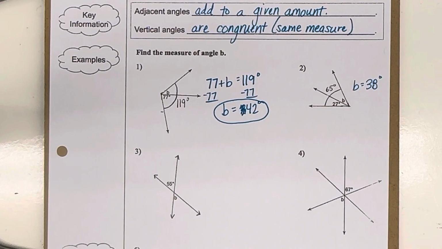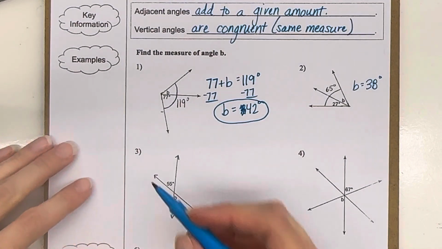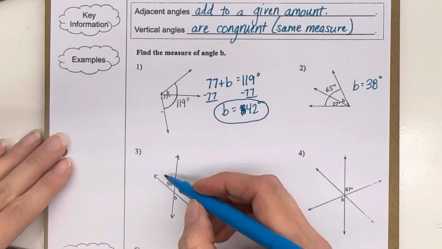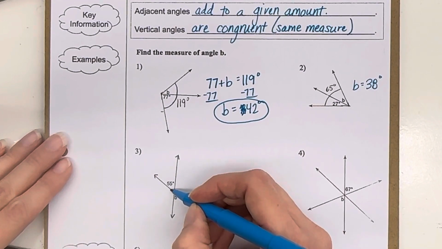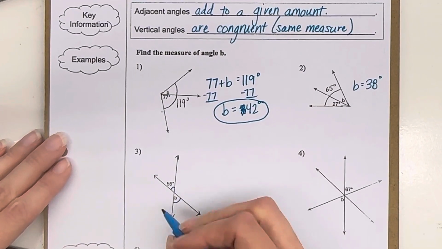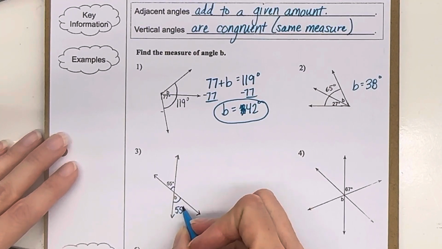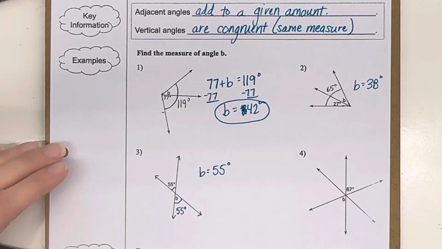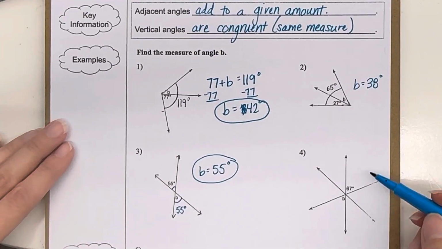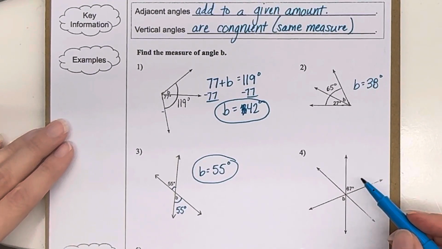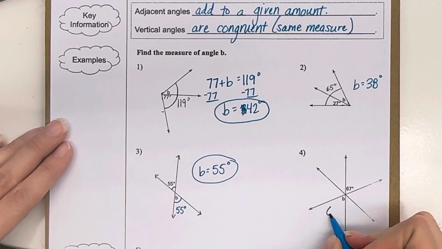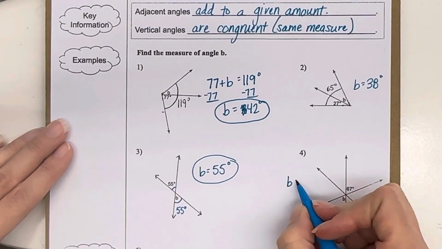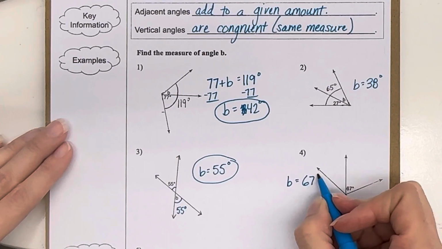Vertical angles, even though they're simple, I feel like they throw people off because they drum to their own beat. People always want to make verticals add up to something and they don't. So here for number 3, if this angle right here is 55, this is a vertical angle to that angle, which means that this is also 55 degrees. So we can say B is equal to 55 degrees. Plain and simple. Same thing here. These are vertical. So if this is 67 degrees, this angle right here is 67 degrees. So B is equal to 67 degrees.